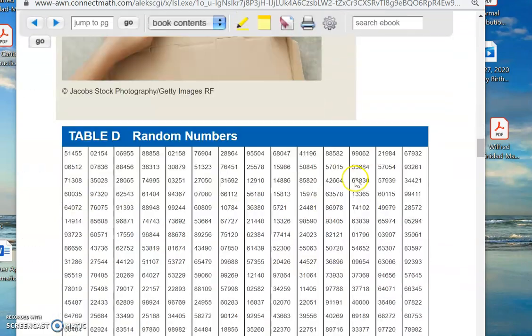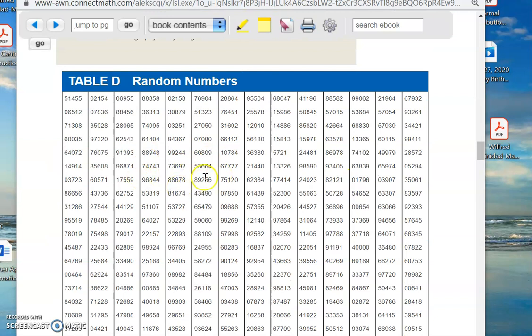So let's go to the table. Here's the table that's in your book. In this particular case, what he said was, let's pick, let me find that. It's the 4th column, the 5th number. So the 4th column, 1, 2, 3, 4, fifth number, 1, 2, 3, 4, 5.